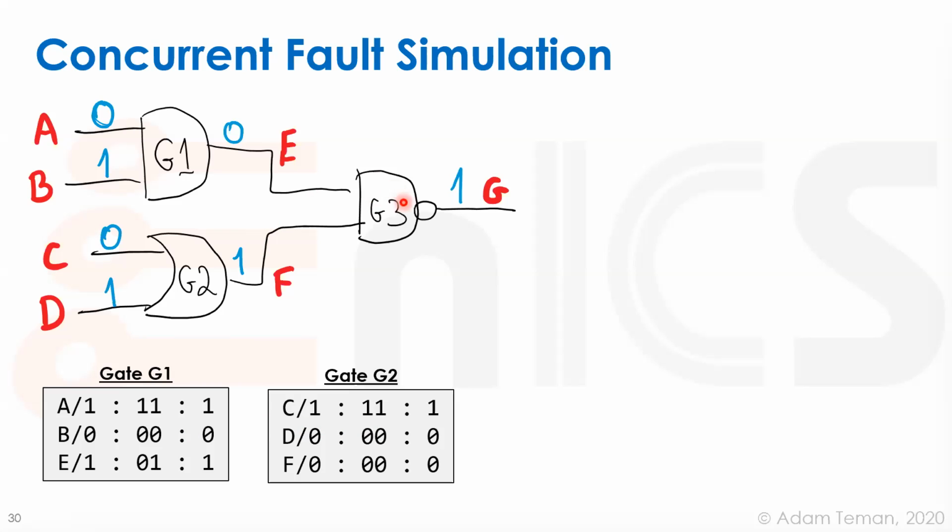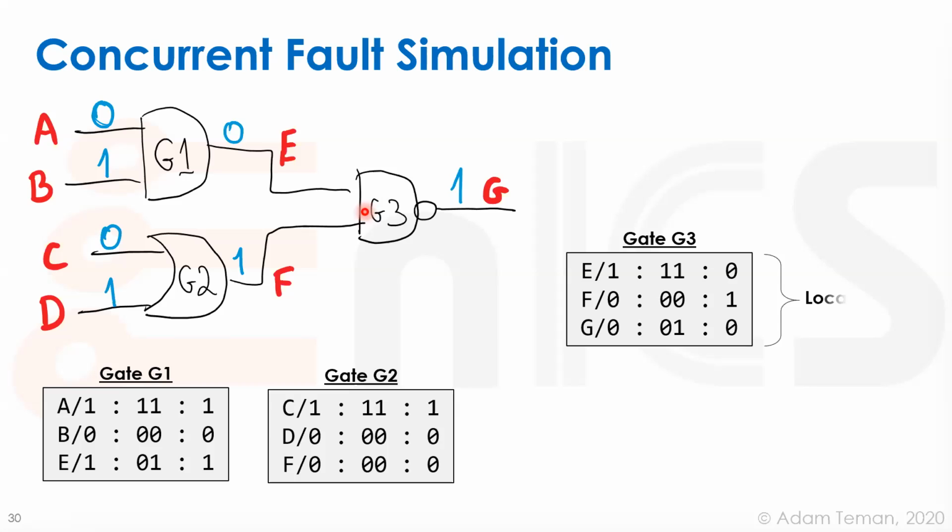Here now we fan into gate G3, and the first step of that is just going to be doing the local response, the same type of thing. We should have a 0, 1 here. Could be that E is stuck at 1. Then we'll have 1, 1, and the output will be 0. F could be stuck at 0, right? We'll have 0, 0, and the output will be 1. Or G could be stuck at 0, so we'll have 0, 1 at the input, and the output will be 0. So that's the local response.